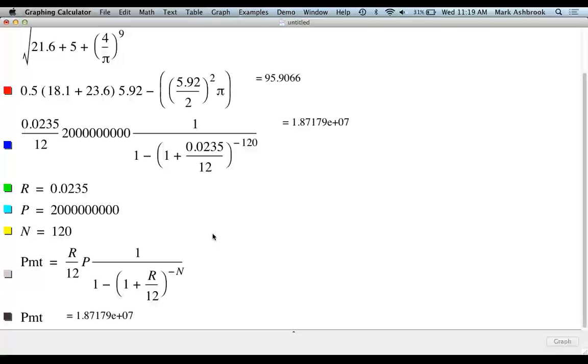Okay, now one of the really nice things about this calculator is we have an even more efficient way of doing the same thing. Does everyone have page 2 or the second sheet? Does everyone have the second sheet? Okay.